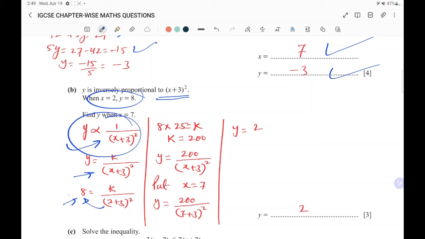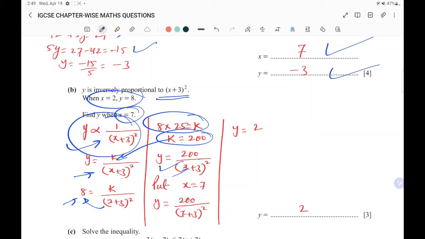Now just multiply, or take this 25 over here. So 8 times 25 is k. k is 200. Now this k we have to put over here. So now it will be 200 over (x plus 3) whole square. Now we need to find y when x is 7.